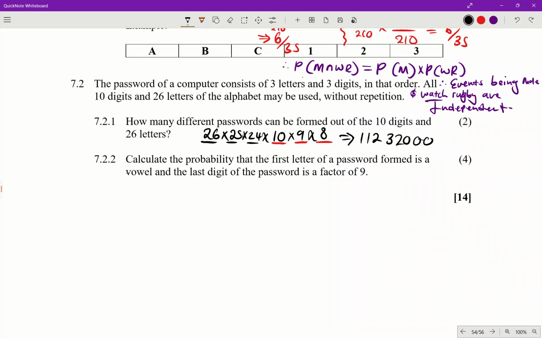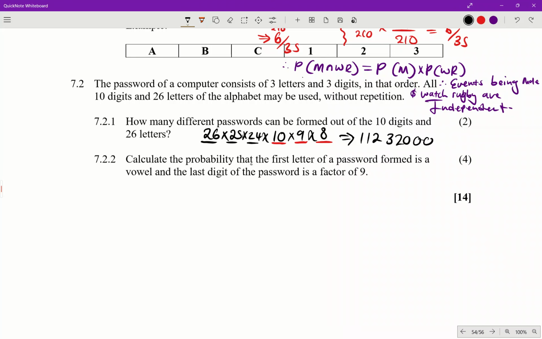So now, 7.22. We are left with two questions, by the way, question 8 and 9. We are almost done, guys. Calculate the probability that the first letter of the word formed is a vowel. How many vowels do you have? A, E, I, O, and U. You have 5 vowels from the 26 letters. So that's why I say you have to know how many vowels you have, guys.